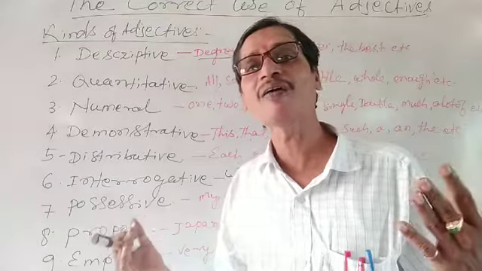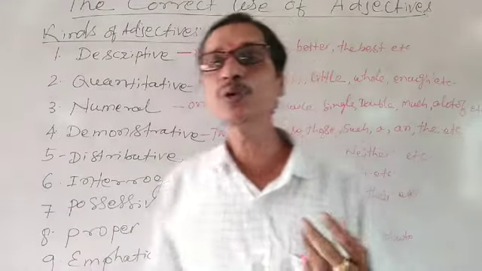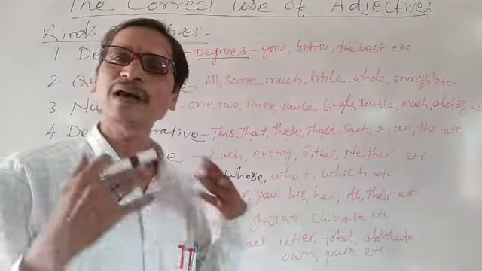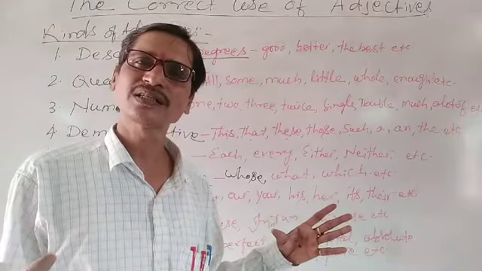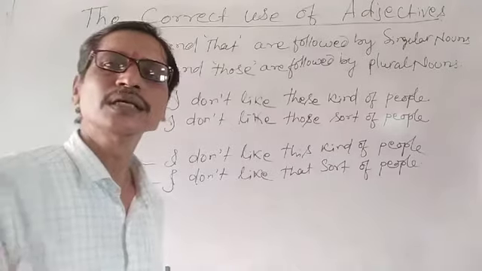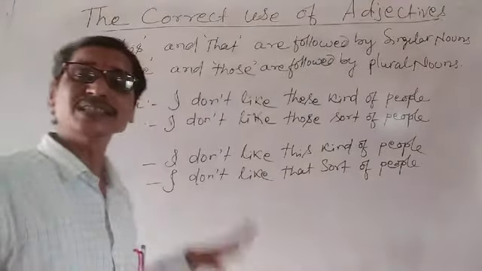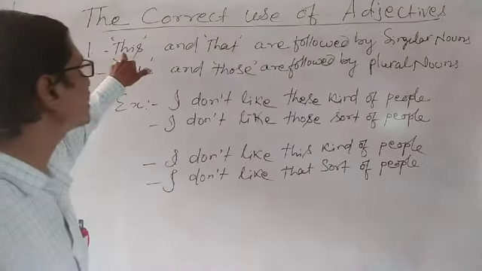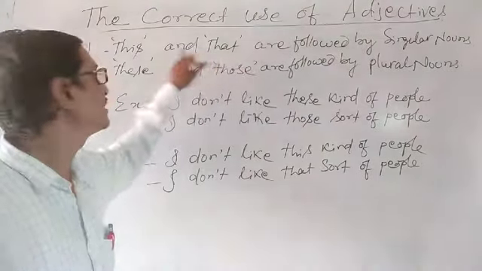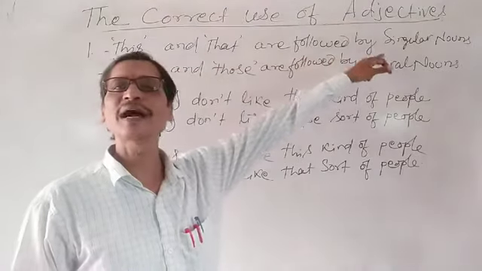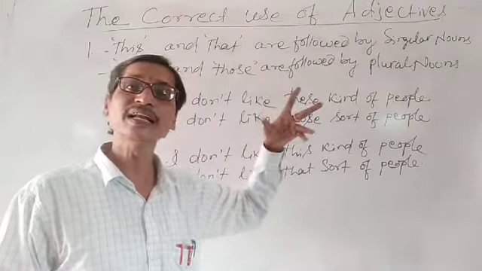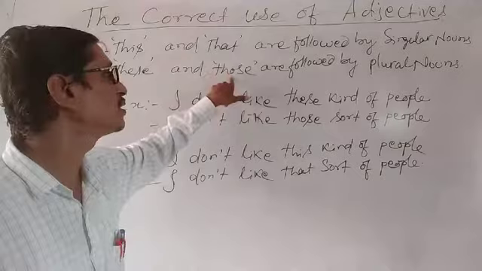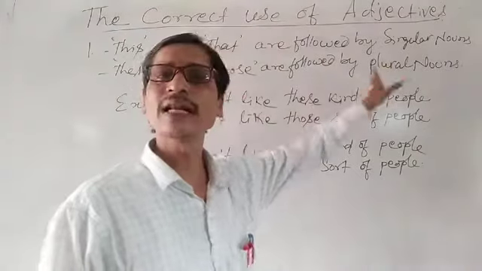Okay, let's understand now what instructions are given to us to use adjectives correctly for speaking, for writing, and for our text. Here you see the first such instruction: the adjectives like this and that are always followed by singular nouns. Similarly, the adjectives like these and those are always followed by plural nouns.